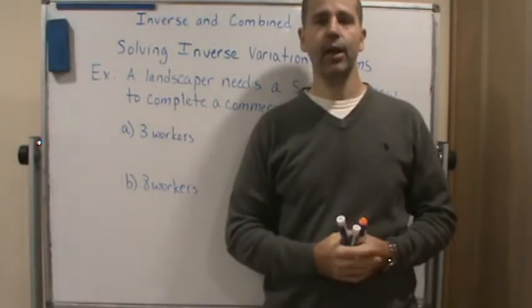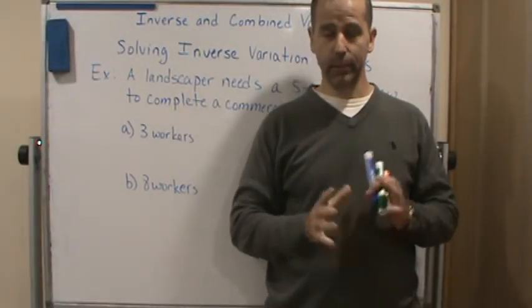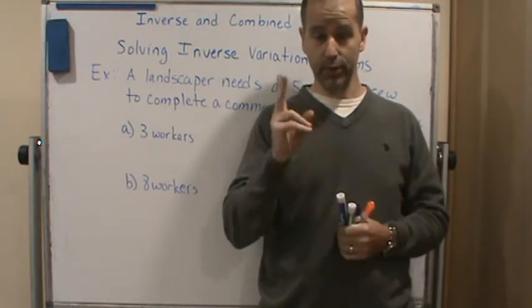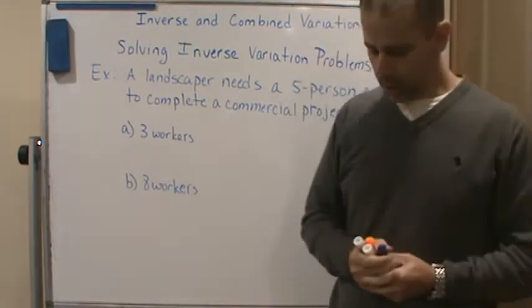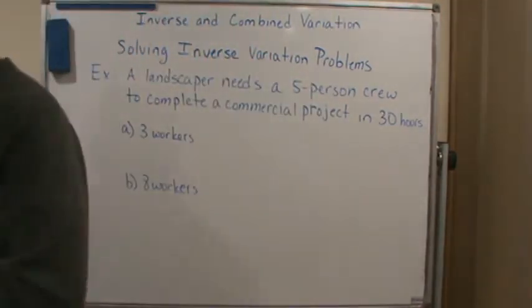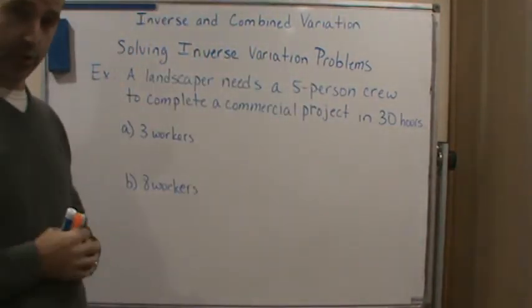Okay, so welcome back. So now we're going to do a couple of examples. Well, one example, but two different numbers. And so first, we read the problem carefully, decide what type of variation is going on.